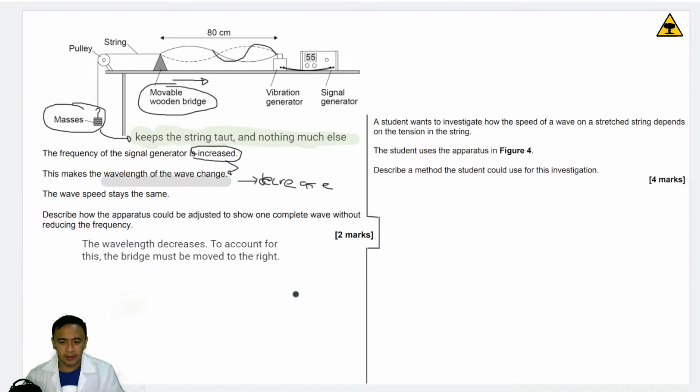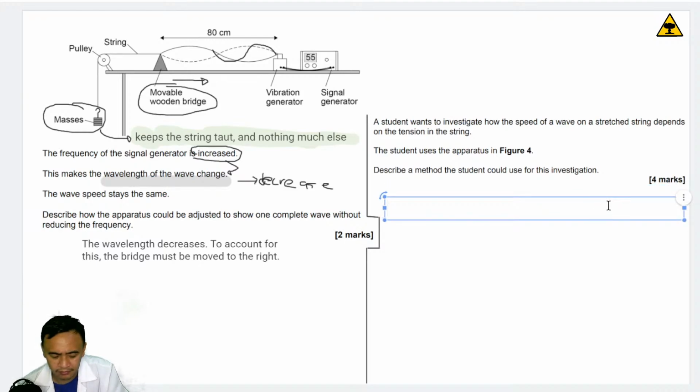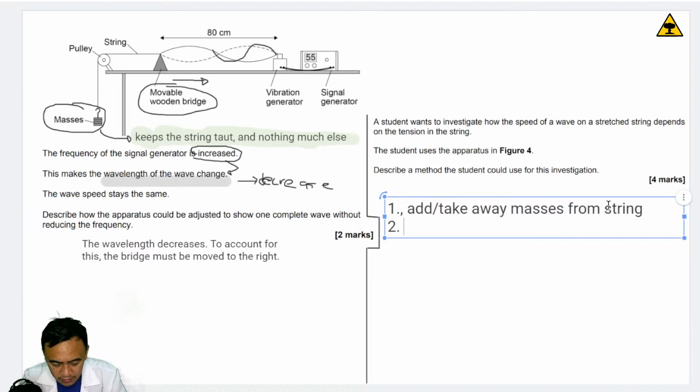Okay, I got it. So what are the first steps? You need to add or take away masses from the string. Set the frequency using the signal generator, and move the wooden bridge.